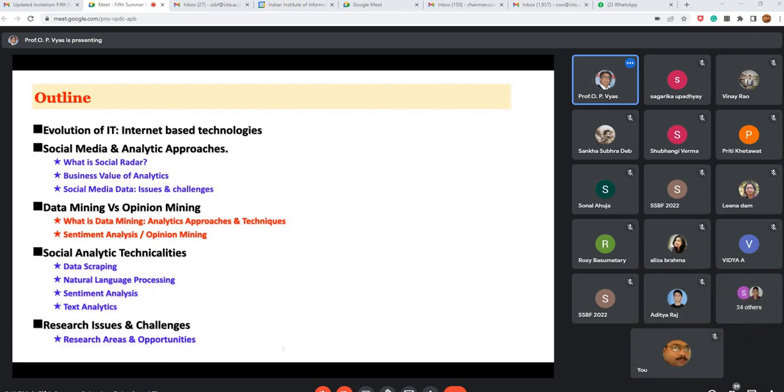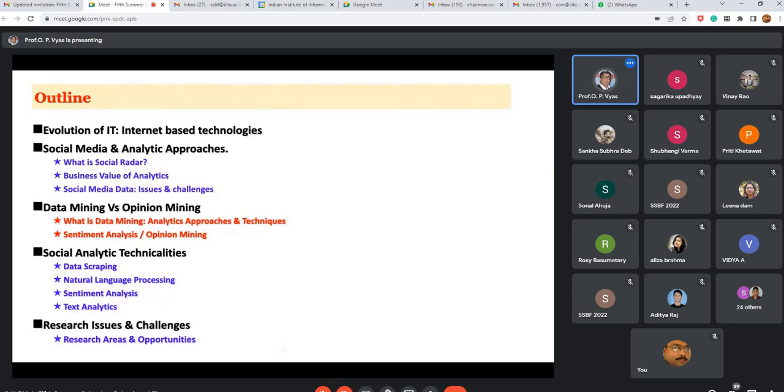As you can see, there are 5 major bullets, and I'm reading the black ones. First one is the evolution of IT, which also covers internet-based technology. I'll give a very brief overview in 1 or 2 slides. Then, importantly, I will talk about social media and what the analytic approaches are. That is important to understand.